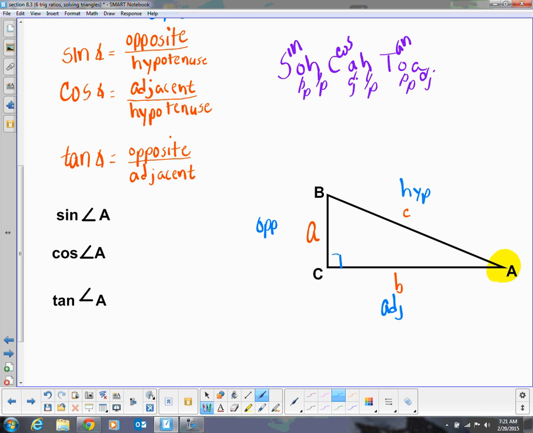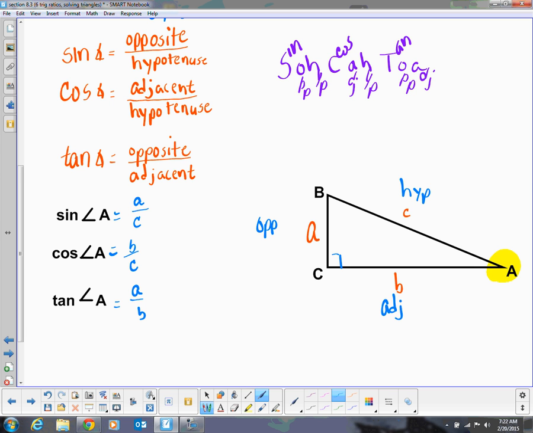Okay, I understand why you said both of them now. C is special. It's a hypotenuse. So if I want sine A, then that's going to be opposite, which is little a, over hypotenuse, which is little c. If I want cosine of angle A, that's going to be adjacent, which is little b, over hypotenuse, which is little c. If I want tan, tan is going to be opposite, which is little a, over adjacent, which is little b.